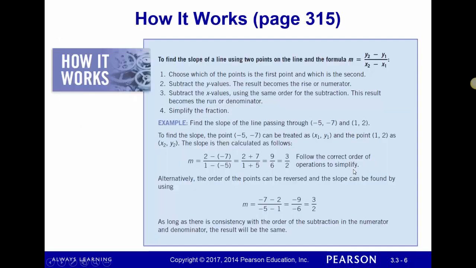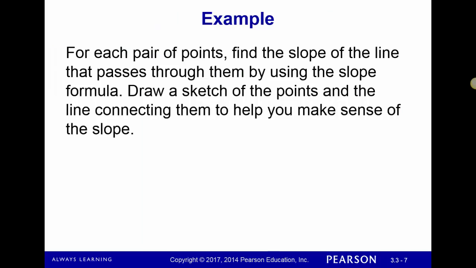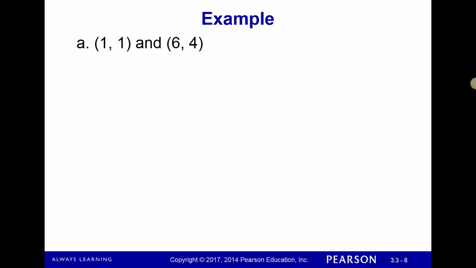Here's a block from your book that presents a formula where we look at the difference in the y coordinates of the 2 points, y2 minus y1, divided by x2 minus x1. So here's a numerical formula for you to find the slope of the line that connects 2 points. For each pair of points, find the slope of the line that passes through them by using the slope formula, and draw a sketch of the points and the line connecting them to help you make sense of the slope.